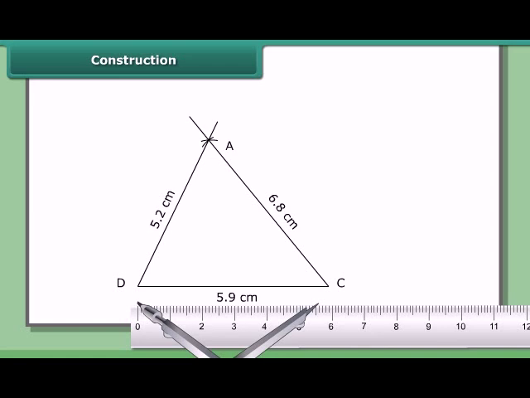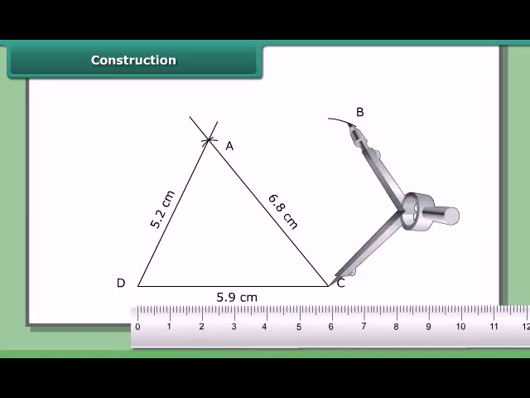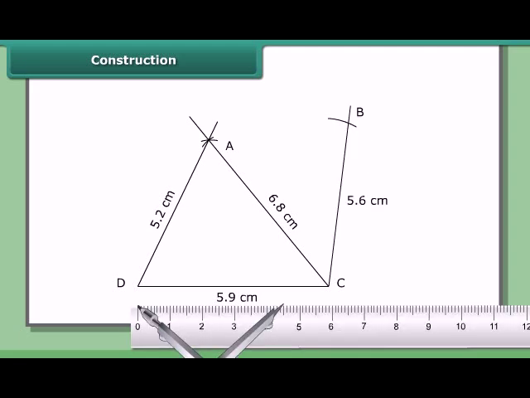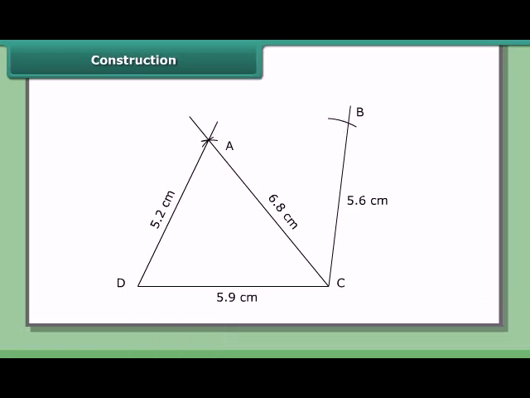Constructing triangle ABC. With C as center and radius 5.6 cm, draw an arc on the other side of AC. With A as center and radius 4.5 cm, draw another arc to cut the previous arc at B. Join CB and AB. Then ABCD is the required quadrilateral.